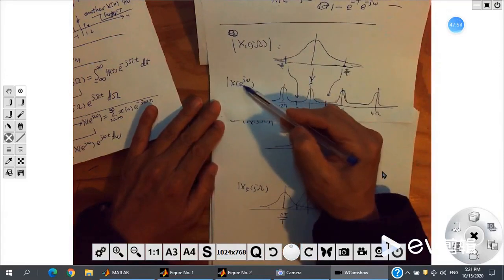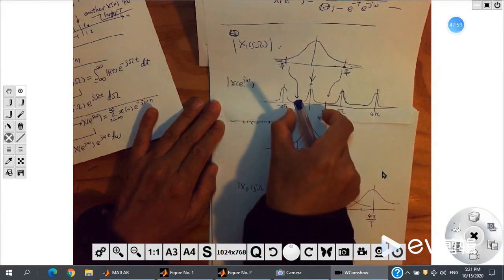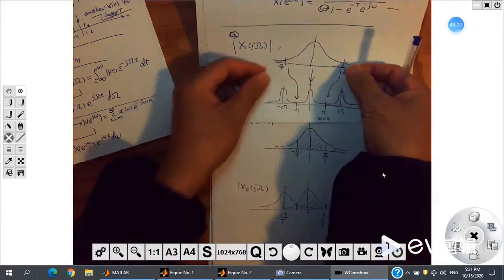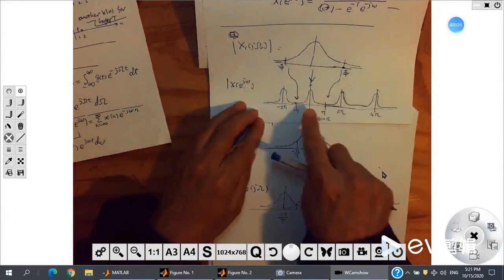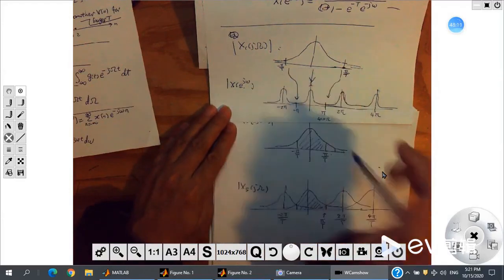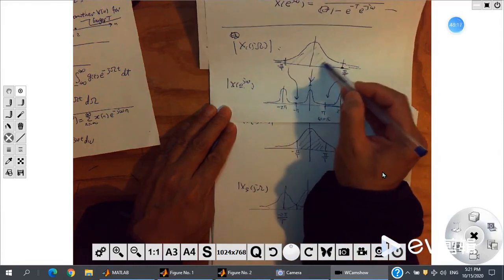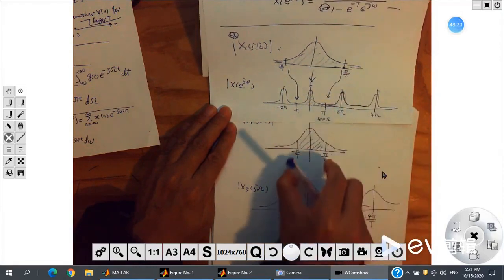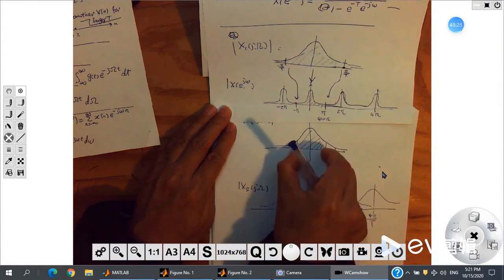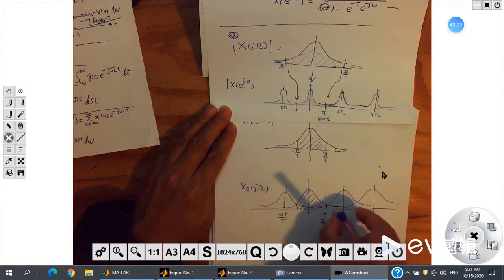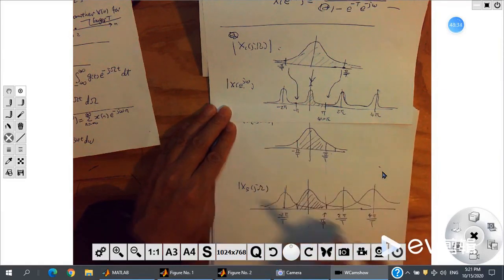X of e to the j omega: you put this part between negative pi and positive pi. You need to do some scaling. Maybe you need to push it, make it narrow, or pull it, make it wider, to put it here. And this one is still from negative pi over T to positive pi over T. But this part, just directly put it here, no scale, the same as this. Then next, you put it here, then one more. You put them together.